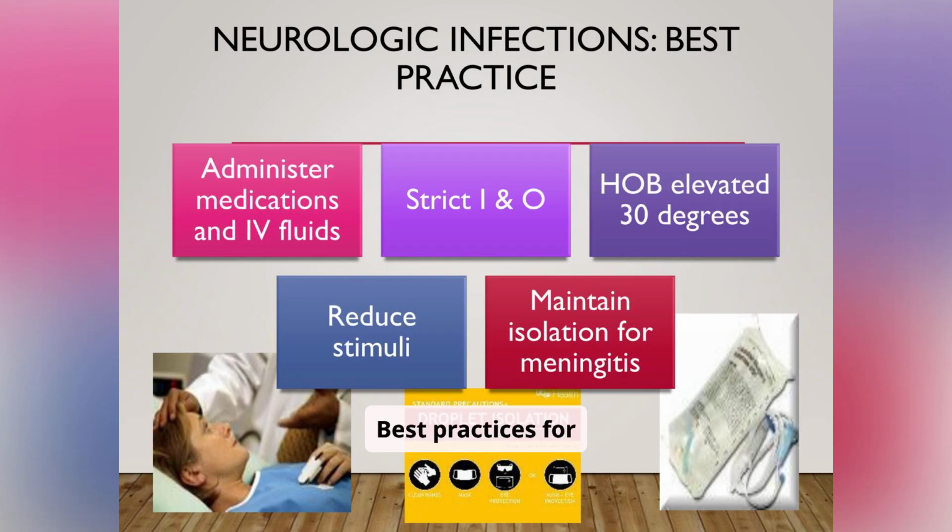Best practices for managing neurologic infections include administering medications and IV fluids, maintaining strict I&O, elevating the head of the bed to 30 degrees, reducing stimuli, and maintaining isolation for meningitis. Standard precautions for droplet isolation are also essential.